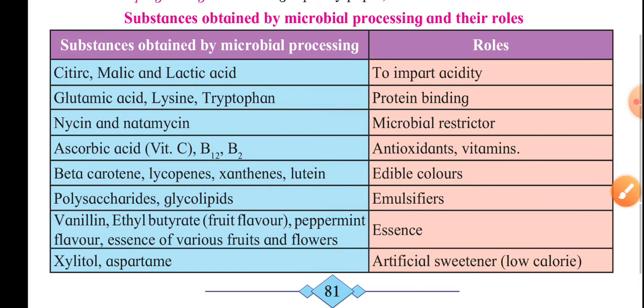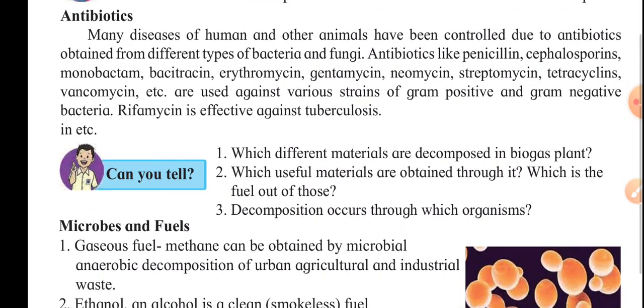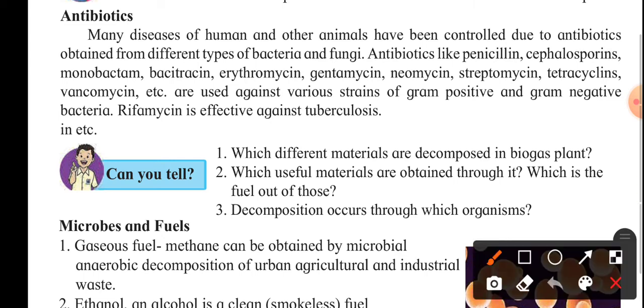So these are the uses. Another use of microbes, one of the most important, is antibiotics. You might have heard this particular word, antibiotics, which is just the opposite of the biotic factors or the microbial factors. Many diseases of humans and other animals have been controlled due to antibiotics obtained from different types of bacteria and fungi.